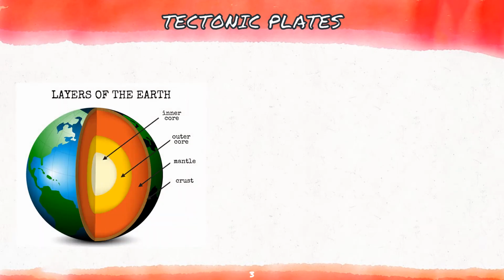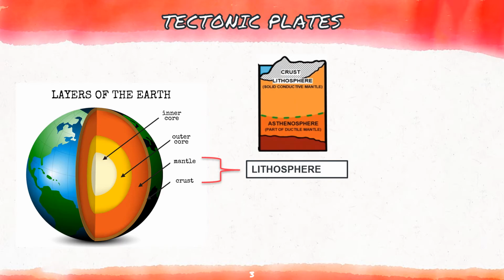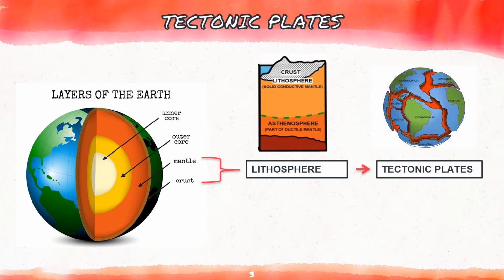Let us start first with the concept of tectonic plates. We all know that the Earth consists of several layers. We have the crust, the mantle, the outer core, and the inner core. The mantle and the crust are referred to as what we call the lithosphere. The lithosphere comprises the crust and the upper mantle, just as shown in the illustration. Then this lithosphere is broken down into pieces, which we call the tectonic plates. These are pieces of the Earth's crust and uppermost mantle.